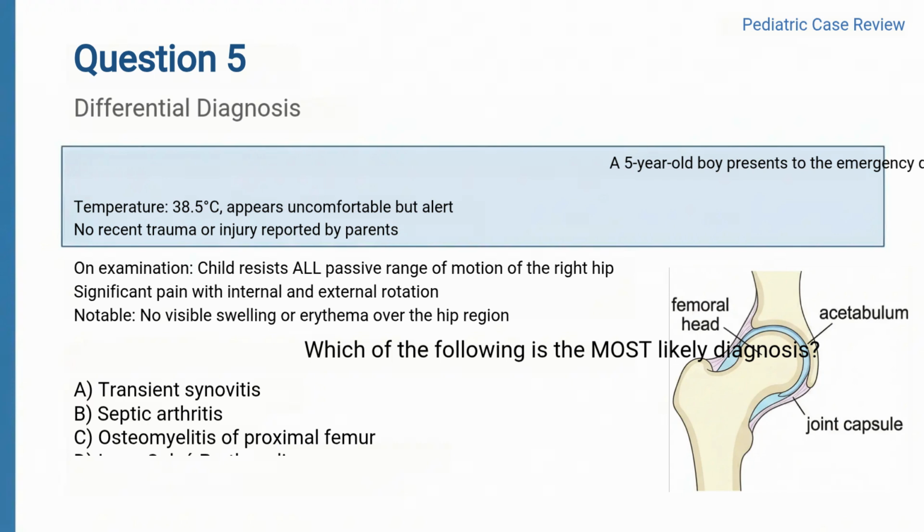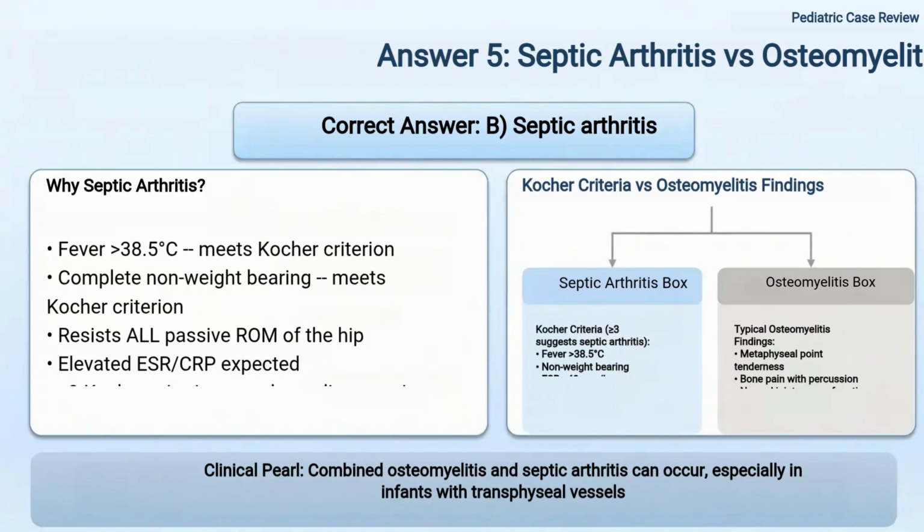Option A, transient synovitis. Option B, septic arthritis. Option C, osteomyelitis of the proximal femur. Option D, Legg-Calvé-Perthes disease. The correct answer is option B, septic arthritis.